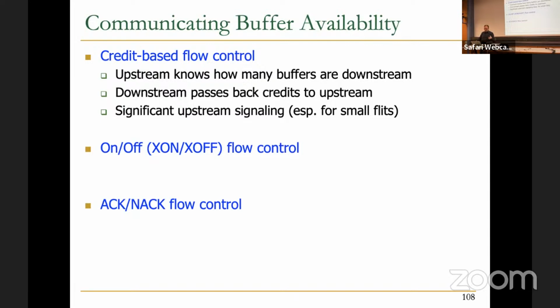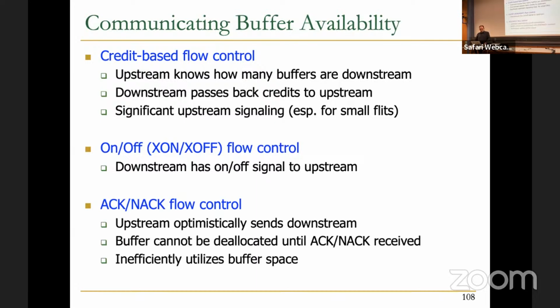Another flow control is on-off, where downstream has an on-off signal to upstream, just saying to back off and not send any more. It can also be ACK and NACK flow control. Upstream optimistically sends data downstream, and the buffer cannot be deallocated until an ACK or NACK is received. So downstream needs to send an acknowledgement or negative acknowledgement to the upstream router.